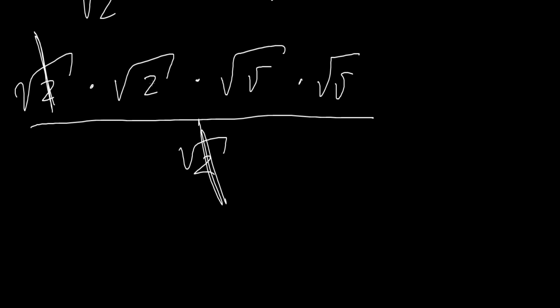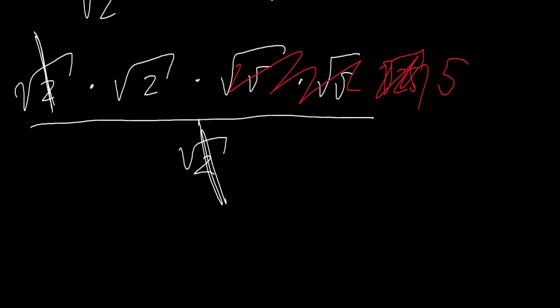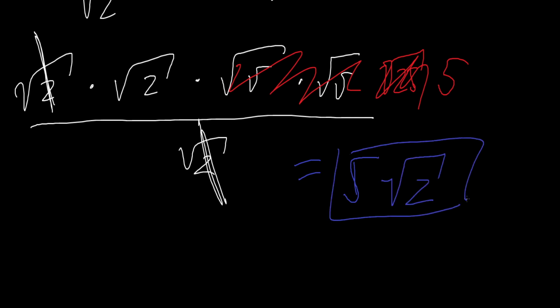So now we get the square root of 2 times the square root of 5 times the square root of 5. But we know the square root of 5 times the square root of 5 is just equal to the square root of 25. And we know the square root of 25 is equal to 5. So now what do we have as our final answer? We have 5 times root 2. So we write 5 times root 2. And that's our final answer.